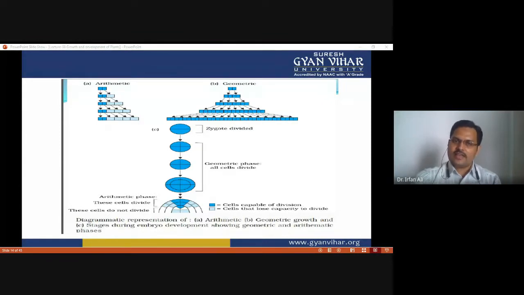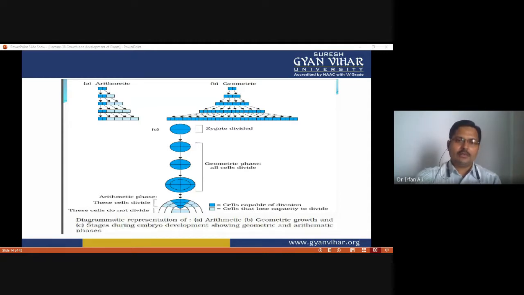Or in this example, you have to see that two cells divide into four cells, and all four cells have the capacity to divide. Four cells divide into eight cells, and all cells have the capacity to divide. Likewise, this is called the geometrical type of growth rate. This is arithmetic growth rate, and this is the geometrical type of growth rate.